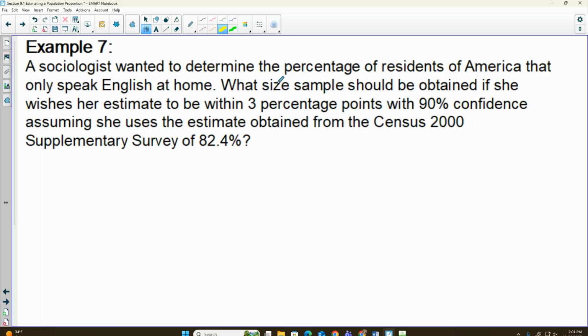A sociologist wants to determine the percentage of residents in America that only speak English at home. What sample size should be obtained? So she is trying to figure out how big the sample has to be to get the data she needs. If she wishes her estimate to be within 3 percentage points, what do you think that 3 represents? E would be 3. Okay, with 90% confidence, what's this helping me find? The Z alpha over 2. We've looked up 90% before, and that one is also on our formula sheet. What was it? 1.645.